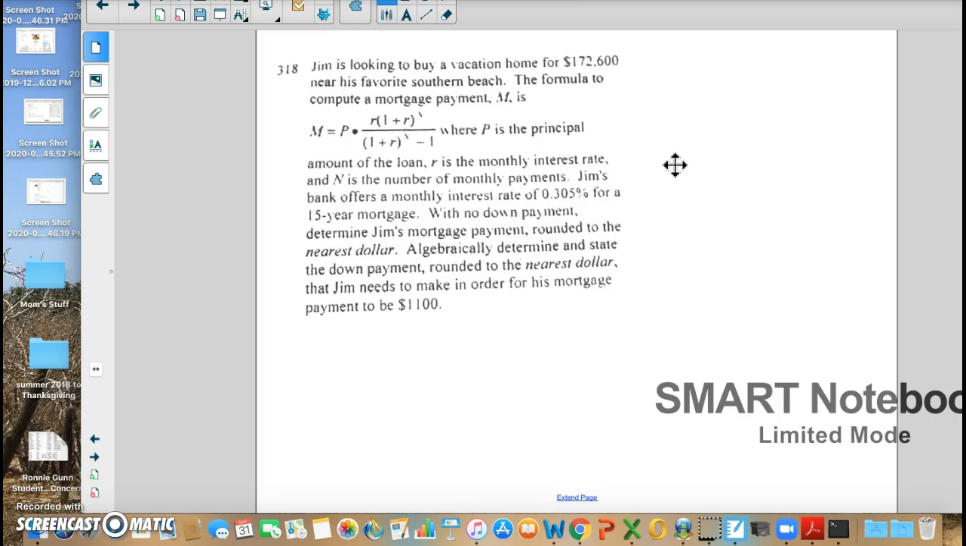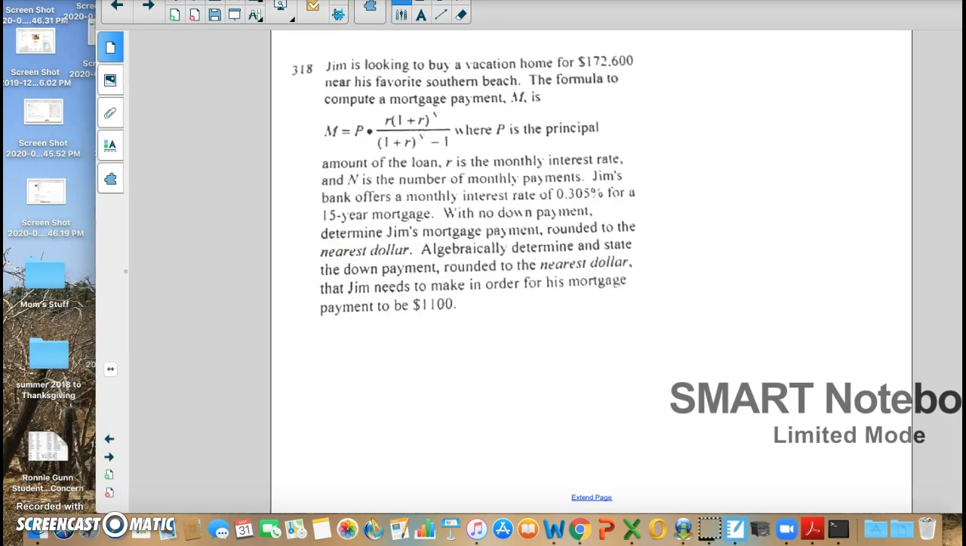Jim's bank offers a monthly interest rate of 0.305% for a 15-year mortgage. Now 15 years times 12 is 180, so capital N is going to be 180. With no down payment, determine Jim's mortgage payment rounded to the nearest dollar. Algebraically determine and state the down payment, rounded to the nearest dollar, that Jim needs to make in order for his mortgage payment to be $110,000. Okay, pause the video and see if you can answer this question.